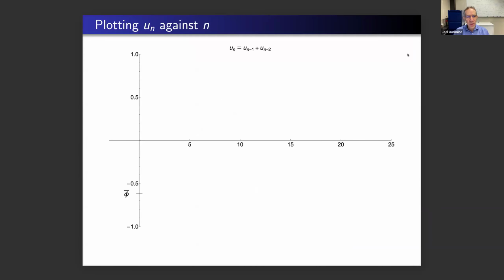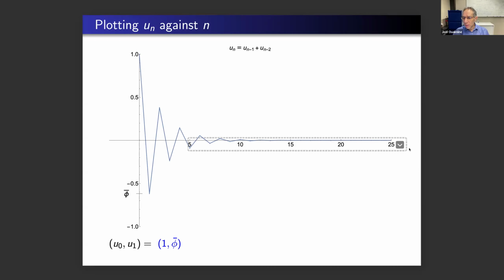So let's see some examples. I'm going to show you a different plot here. I'm going to plot u_n against n, so n is on the horizontal axis and u_n is on the vertical axis. Suppose I start with u0, u1 to be 1, phi bar. So the first value is 1, the second value is phi bar, and now I'm plotting u2, u3, u4. And you can see the behavior. This is a mathematical plot, so it's not something I automatically generated. You can see that it converges to 0. Okay, does that make sense? So u_n converges to 0.